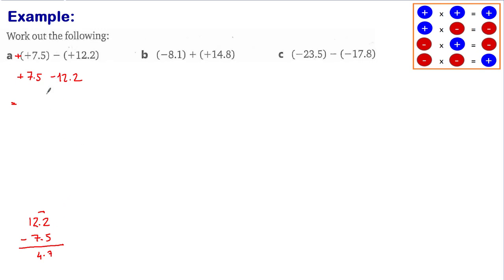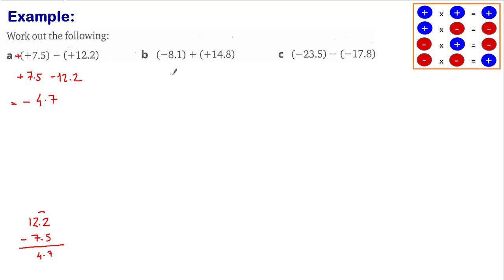But this operation is not that one. This is plus 7.5 minus 12.2, where the 12.2 is negative. So when we have plus and minus signs, when we have different signs, we have to do subtraction firstly, and this is going to be minus 4.7. And how to understand this one, minus 4.7? Because the bigger number, 12.2, is negative, so the result should be negative.